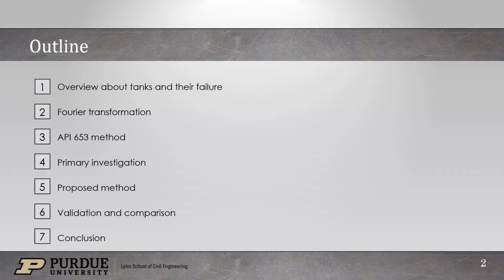I'll start with a brief overview about the tank structure and their failure. Then I'll talk about settlement measurement and the Fourier transformation, following which I'll introduce the API 653 method, which is currently being used, and then I'll talk about the primary investigation that we conducted. Then I'll propose the alternate method which we suggest, and will validate and compare the method with the existing API 653 method. Lastly, I'll conclude the work we did in this study.